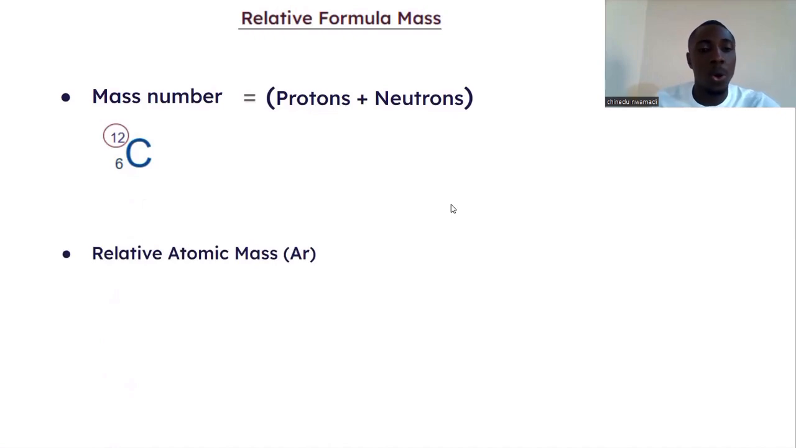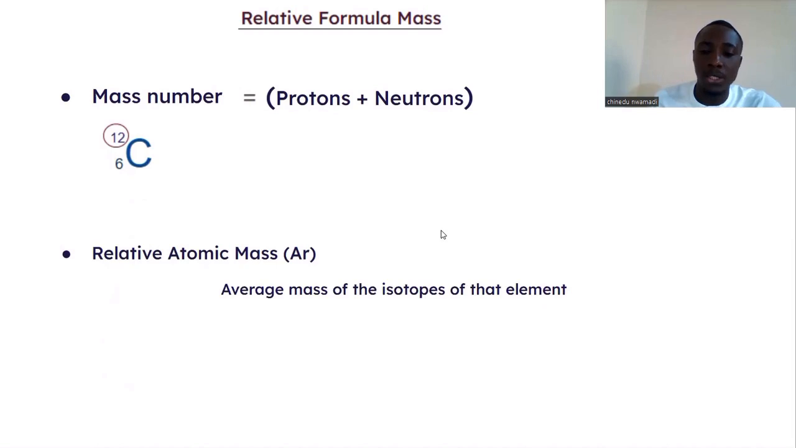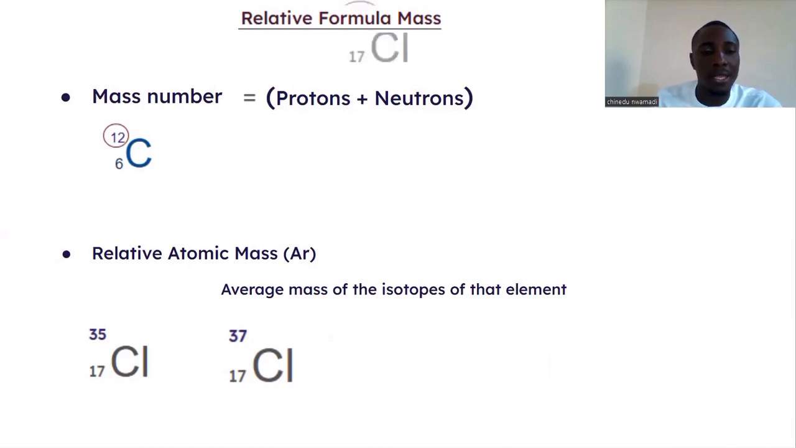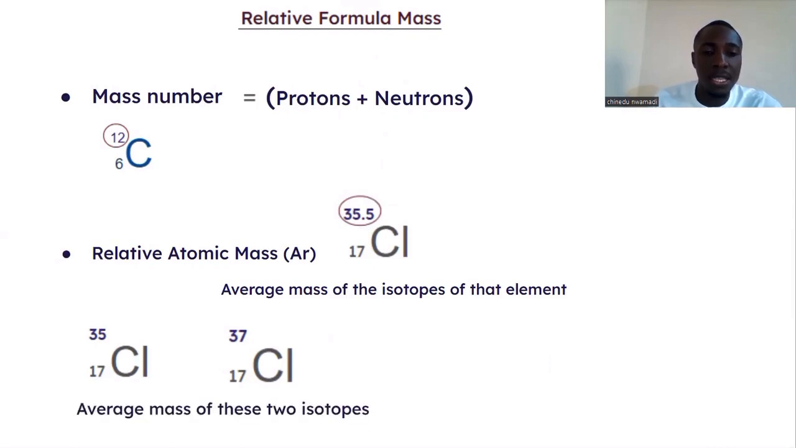The relative atomic mass is always noted with the word Ar. Now, this is the average mass of the isotopes of that element, okay? Now, there are instances whereby an element will have atoms with the same atomic number but different mass number. And those are what we call isotopes. For example, a chlorine atom has a mass number of 35, and also another chlorine atom has a mass number of 37. But chlorine as an element has a relative atomic mass of 35.5. Now, this is the average mass of these two isotopes.